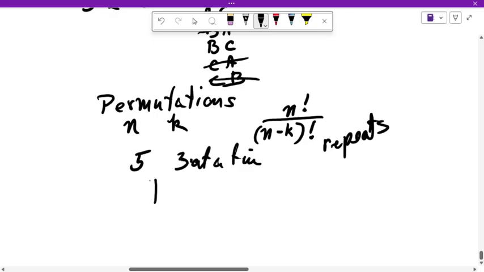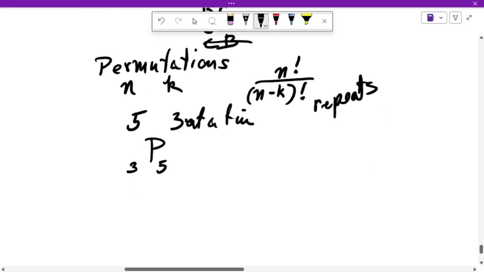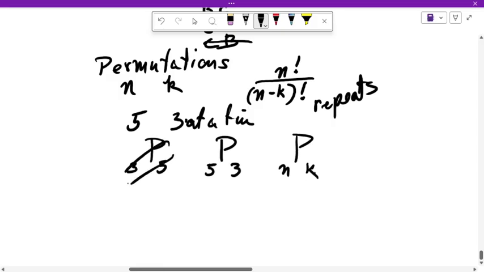This is permutations. And if I have 5 things taken 3 at a time, this is written P, 3, 5. Permutations of 3 things out of 5. And, excuse me, got it wrong. The permutations is written P, 5, 3. P, n, k. Not this. 5 things taken 3 at a time.